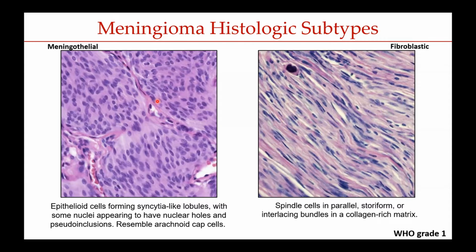Fibroblastic meningiomas are quite different. They're spindle cells. They're parallel bundles and storiform patterns, and they can be collagen rich, sometimes so rich that you need to discriminate them from a solitary fibrous tumor.